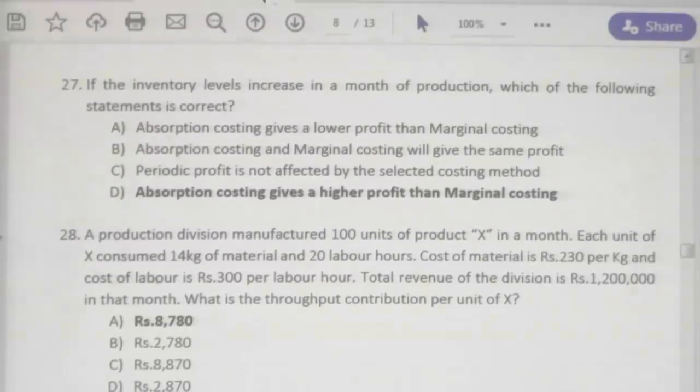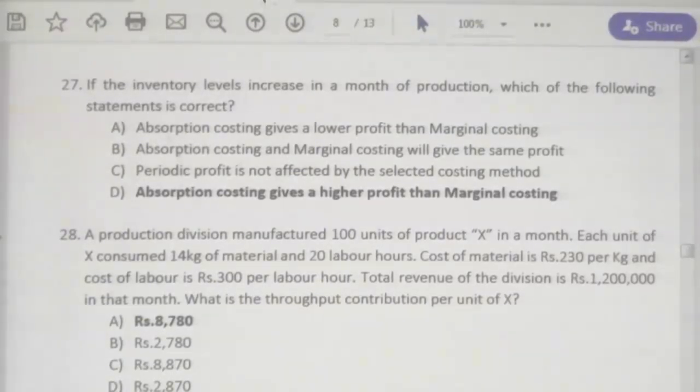If the inventory levels increase in the month of production, which of the following statements is correct? When inventory level increases, cost of the inventory also will increase, right? Let's see. A: Absorption costing gives lower profit. No, when inventory level increases, cost of closing inventory will increase. When cost of closing inventory increases, cost of sale will decrease and gross profit will increase and net profit will increase. Therefore profit cannot be lower.